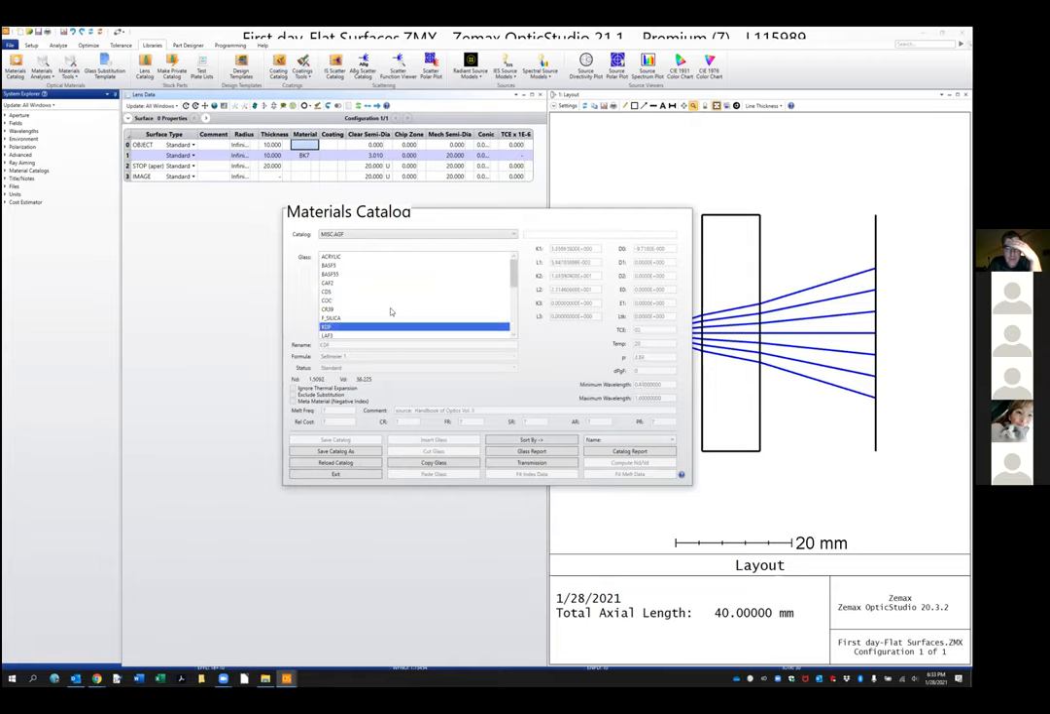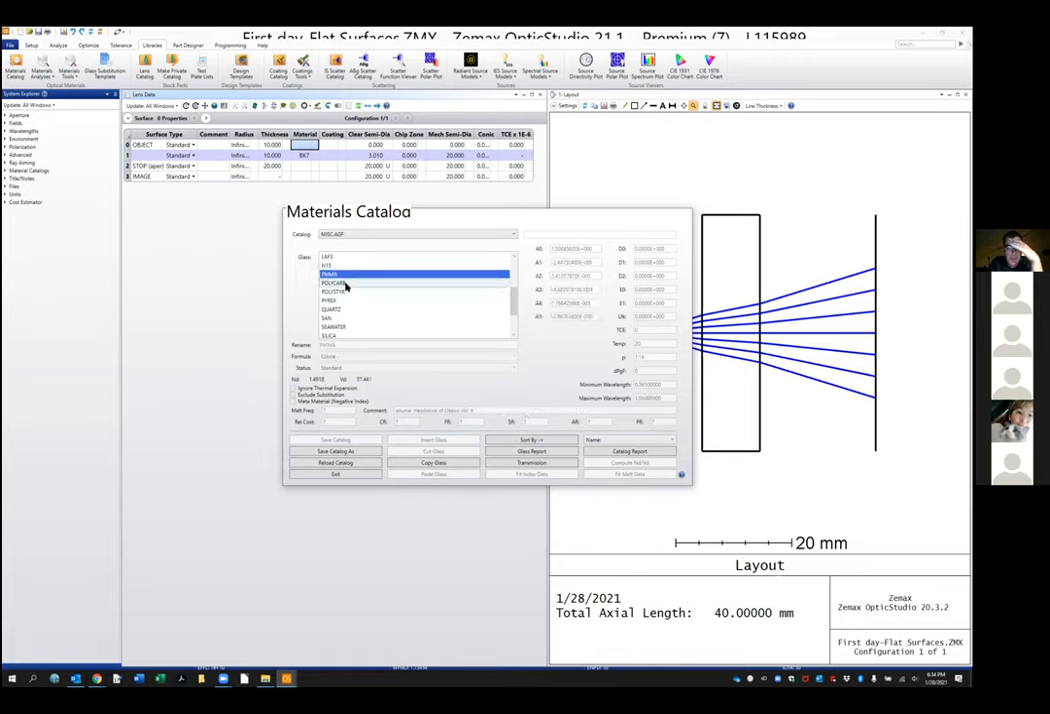KDP, but no. I'm guessing this is lanthanum fluoride, but that's just a guess. Oh, there you go. N1.5 simulated glass is an index of 1.5 at all wavelengths between min wave and max wave.